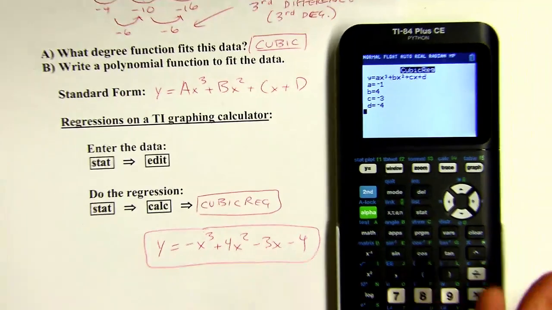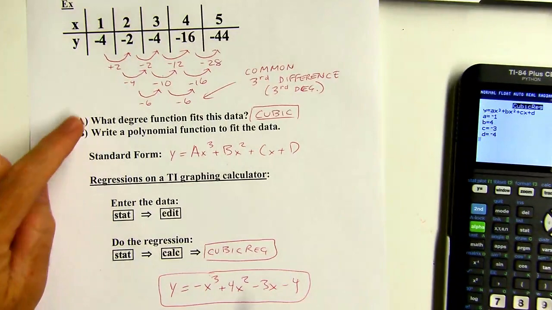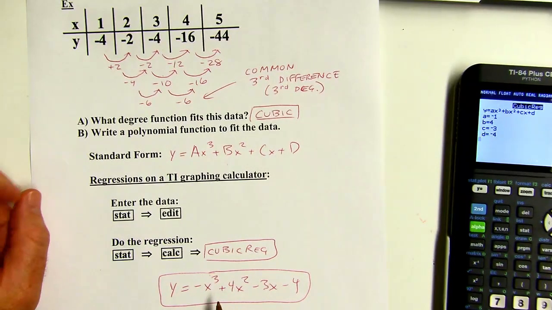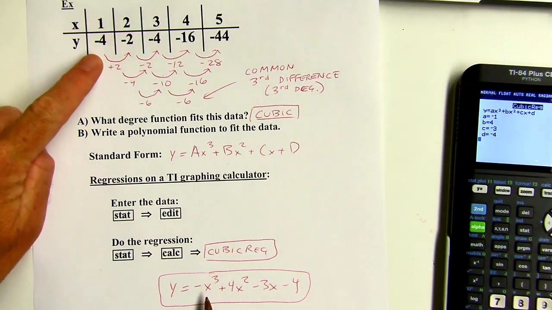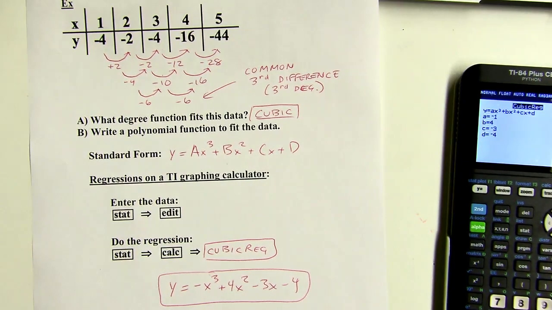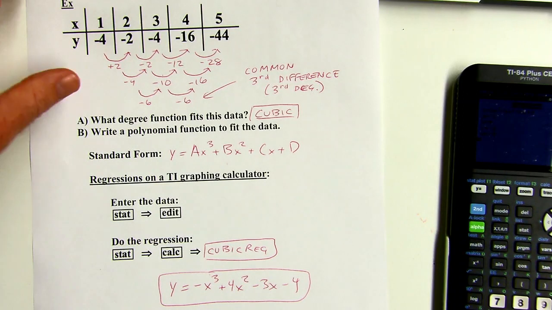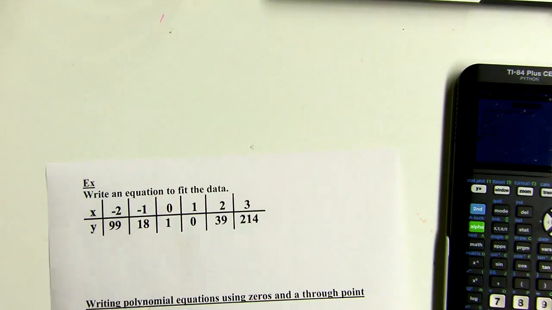And you could always test it out if you had some time. Any of these xy pairs should satisfy this equation, right? So you could plug in 1 for x and -4 for y, and it should work here, okay? All right, let's try another on the next page.